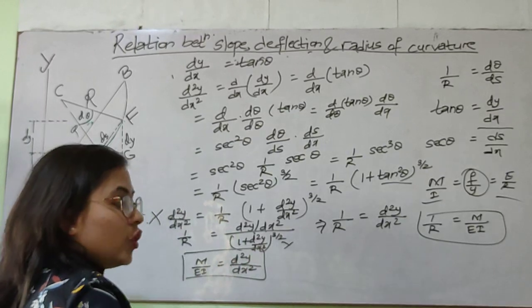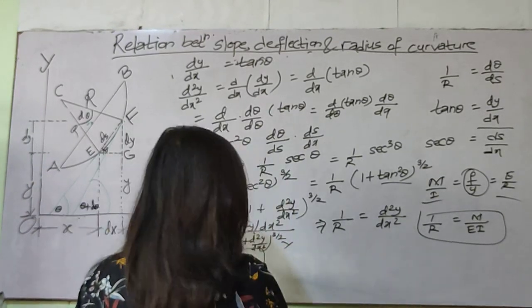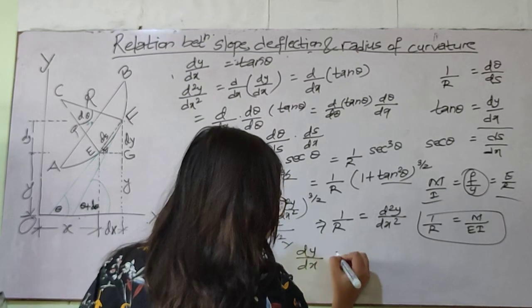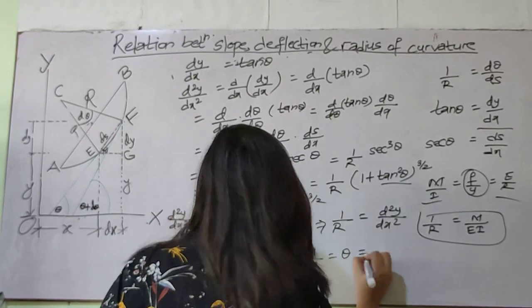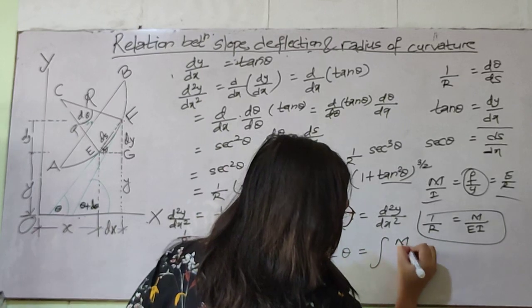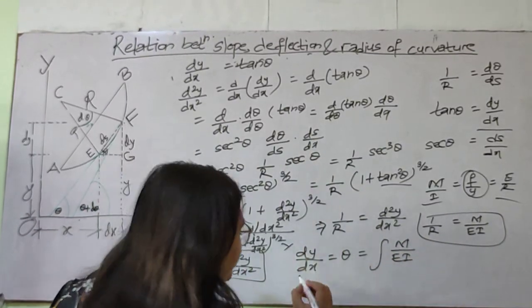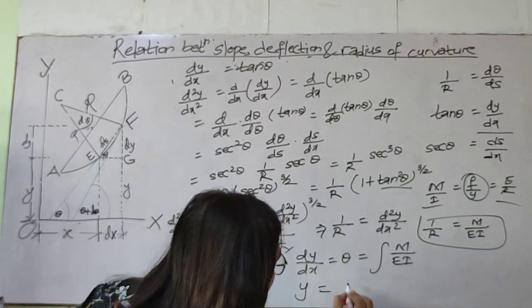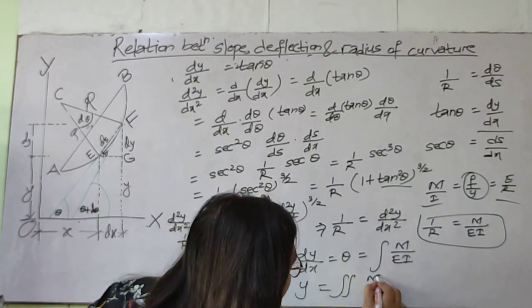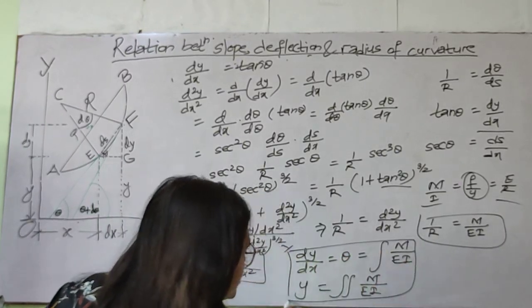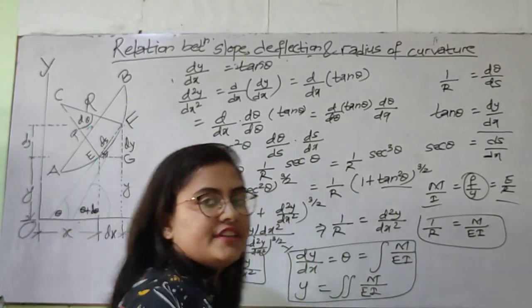If I need the slope, I will integrate it. So dy by dx, which can be written as theta, is equal to the integration of M by EI. And if I need the deflection, I'll integrate it further. So y is equal to the double integration of M by EI. With this, I have derived the relation between slope, deflection and radius of curvature.